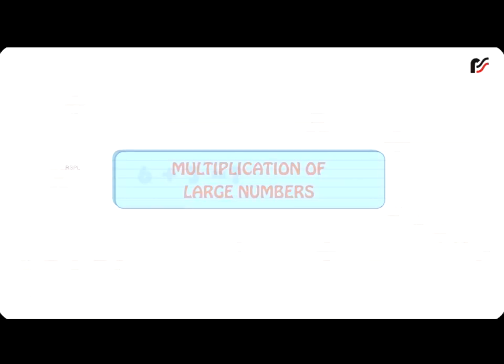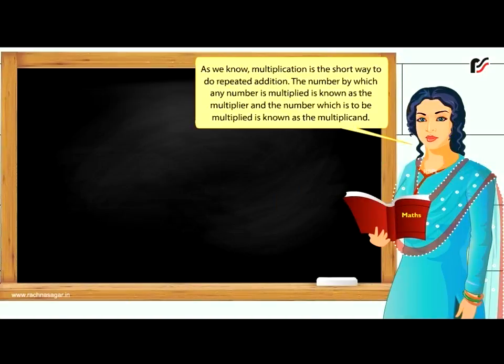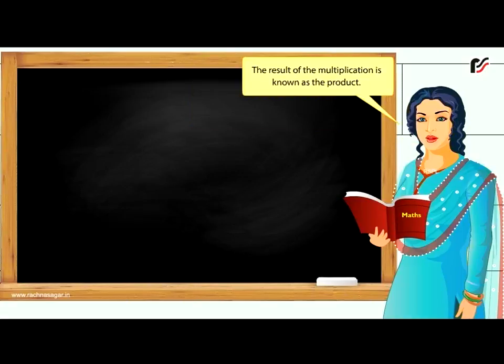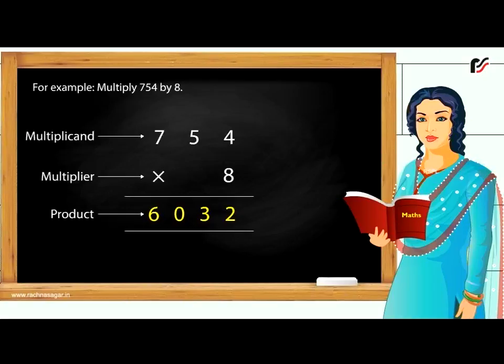Multiplication of large numbers. Today we will learn about multiplication of large numbers. As we know, multiplication is the short way to do repeated addition. The number by which any number is multiplied is known as the multiplier, and the number which is to be multiplied is known as the multiplicand. The result of the multiplication is known as the product. For example, multiplying 754 by 8, here 754 is the multiplicand, 8 is the multiplier, and 6032 is the product.